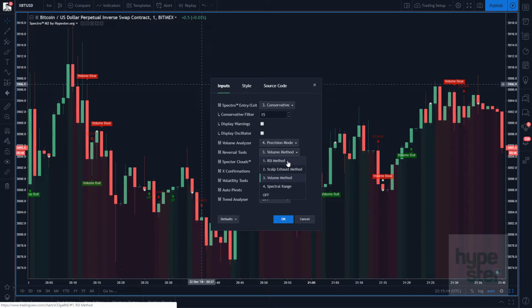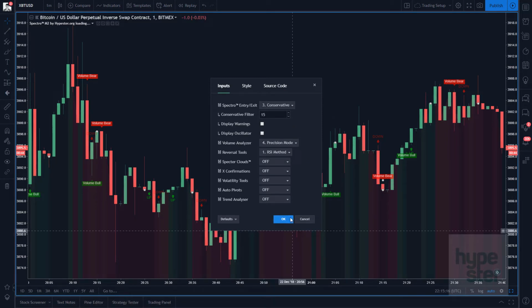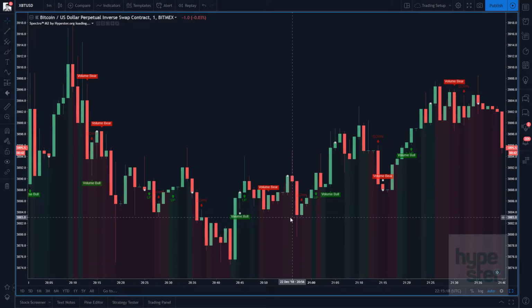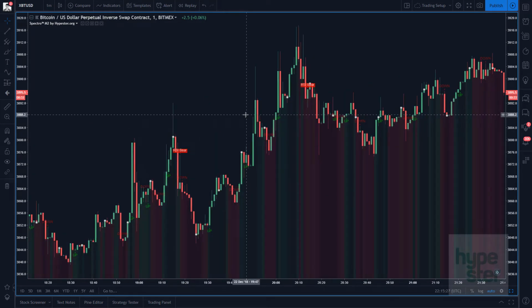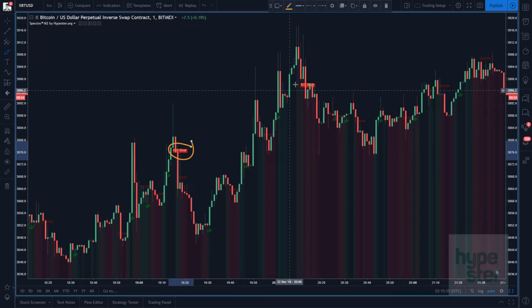Let's start from the most conservative one, the RSI method. A lot of people tell me, "Hey, it's not working, I'm not seeing it." Because the RSI method is our most conservative one. You see how the volume method was everywhere? The RSI method is completely different. Look, it appears here basically 2 times, and look what happened after.